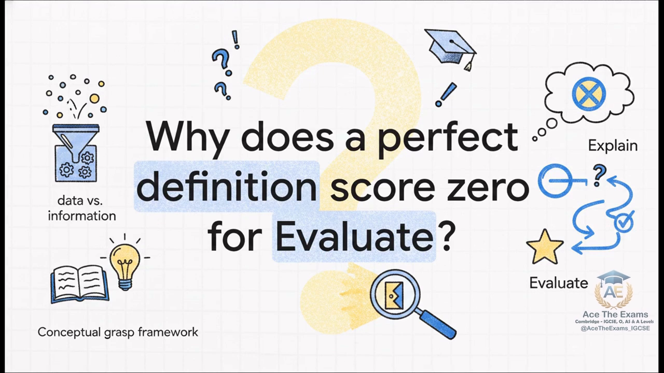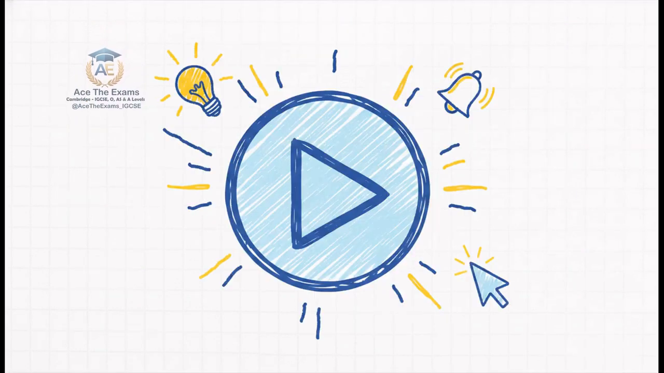So you now have the perfect conceptual grasp of data versus information, and you've got the exact framework to back it up. But I want to leave you with a really provocative thought. What if you go in and write that perfect, top-band definition we just built, and you still score an absolute 0 because you missed a hidden trap in the exam prompt? Because what if the examiner didn't ask you to explain, but actually asked you to evaluate? That one word changes everything.